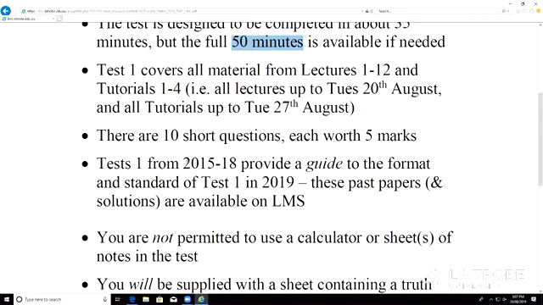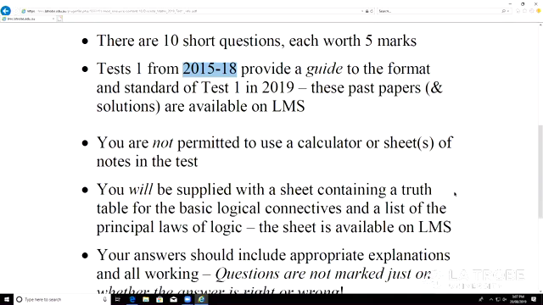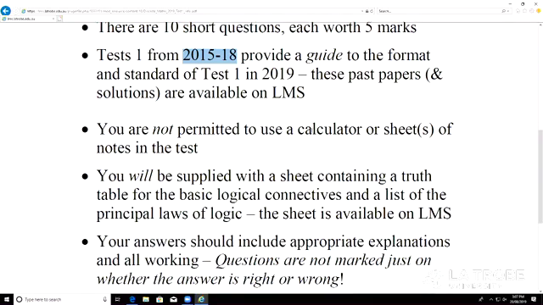Test 1 from 2015 to 18 provides a guide to format and standard of Test 1 in 2019. So these past papers and solutions are available on LMS. Now, you're not permitted to use a calculator or a sheet of notes. So basically, you would have access to only a pen. That's the only thing you would need. The rest of the stuff I would provide.